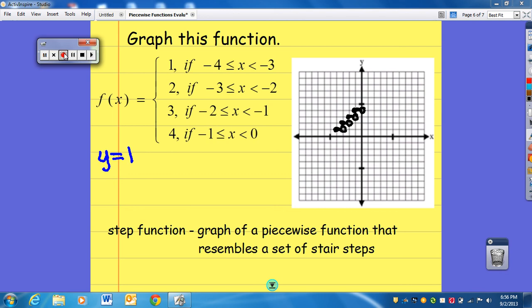This particular function is called a step function because the graph of this piecewise function resembles a set of stair steps.